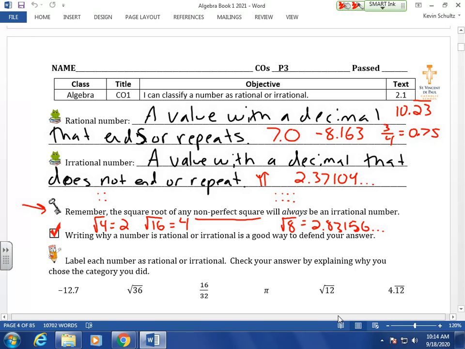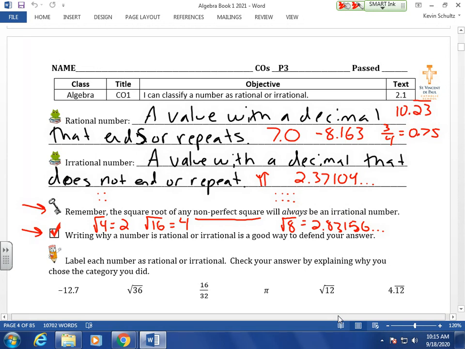Okay? How I want you to defend your answer for your homework for this page is actually explaining why you picked the classification that you did. If you say the number is rational, how do you know the decimal ends or repeats? If you say it's irrational, how do you know? Why? Is it a non-perfect square? Do you see the dot, dot, dot? Is it pi? Some sort of defense. So if for your homework, when I come check this in, if all I see is a word written down, you didn't meet the expectation. The expectation is you classify it and then explain why. I'm not looking for a whole paragraph essay why, right? Just a little blurb as to why.